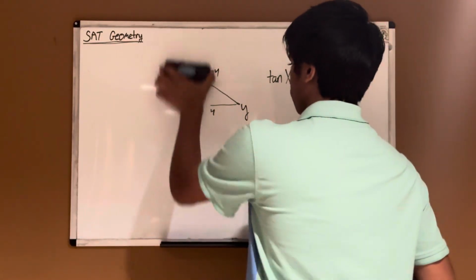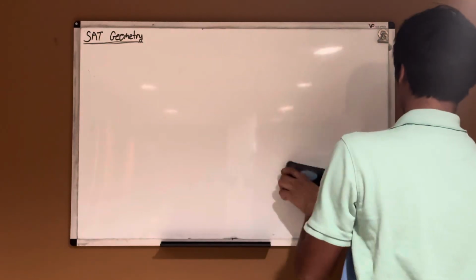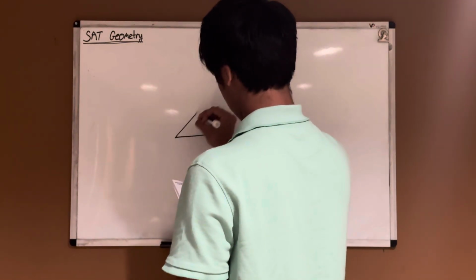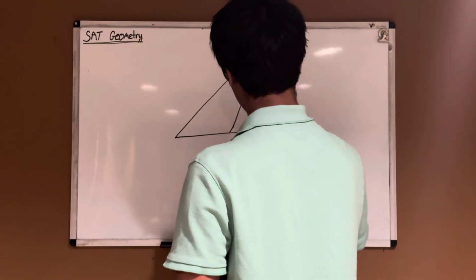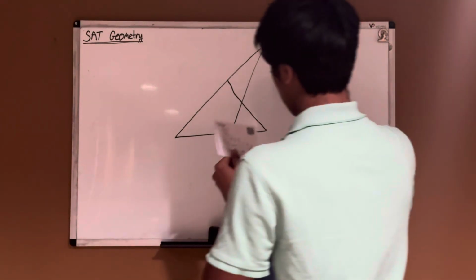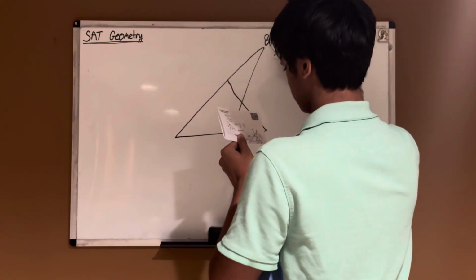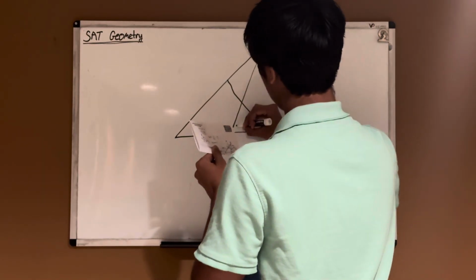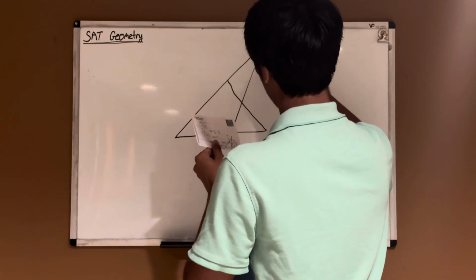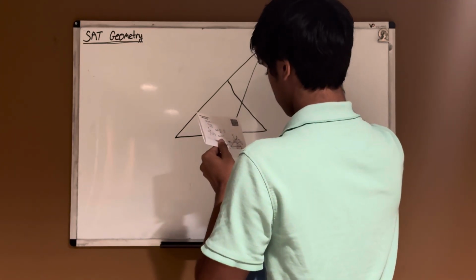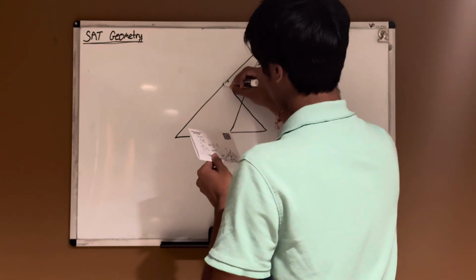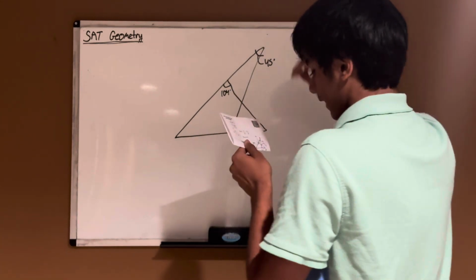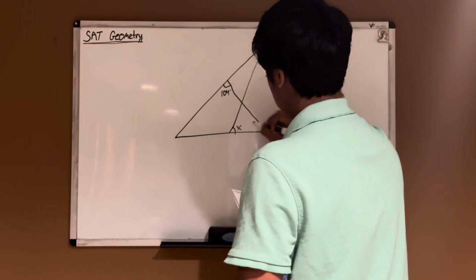Okay, lastly, let's do one more. Let's say we're given this diagram, right? And we're told that the angle here is 45 degrees, and we're told that the angle here is 104 degrees, and we want to find this angle here, x, okay?